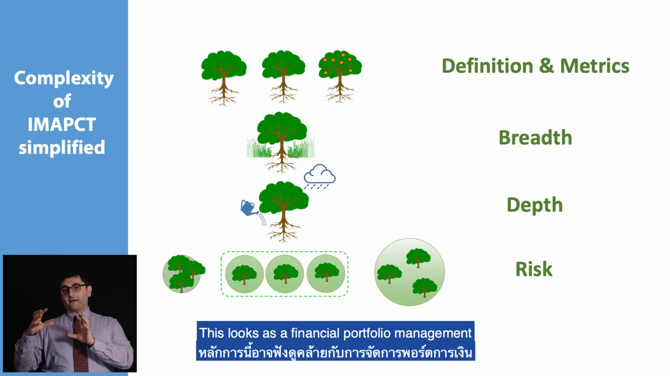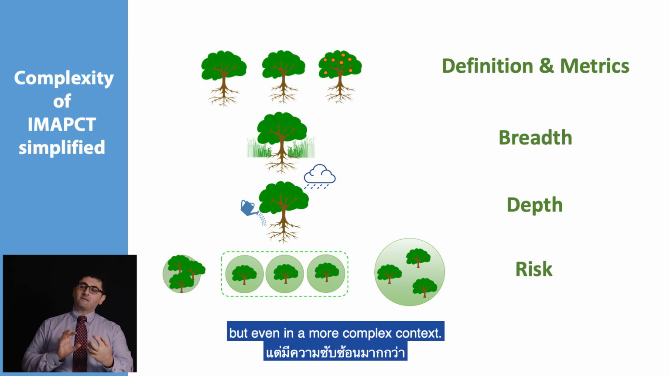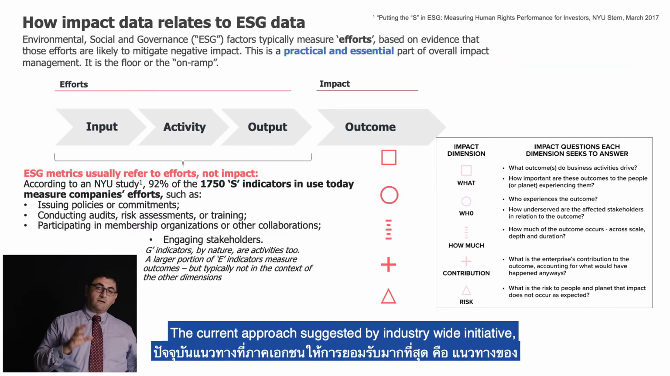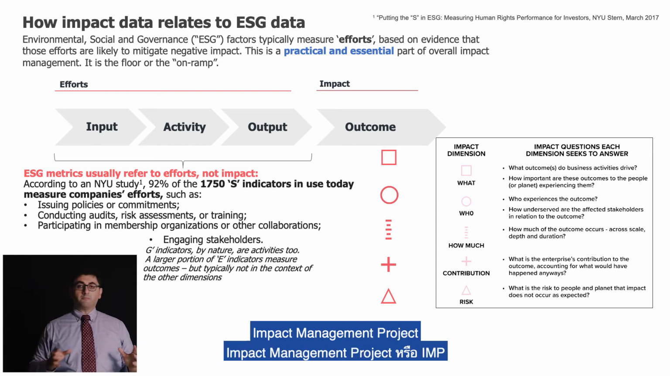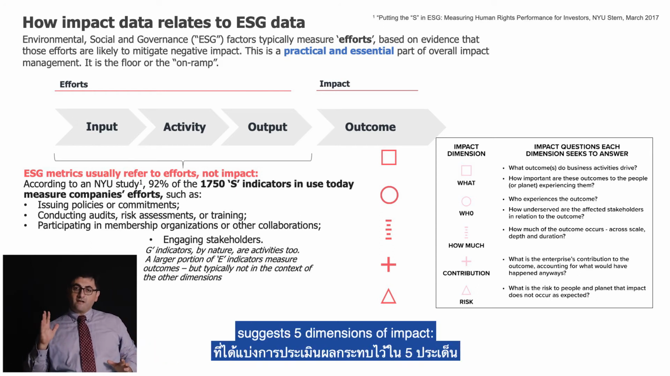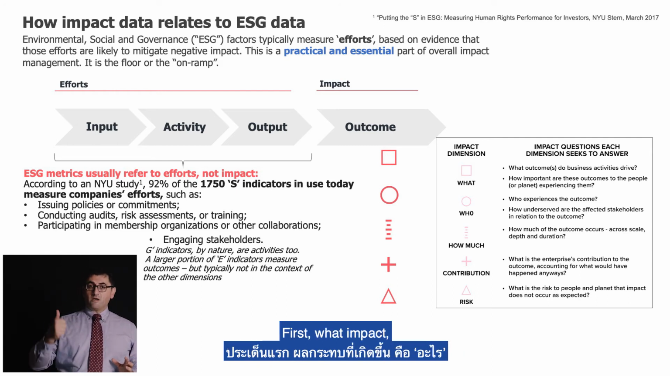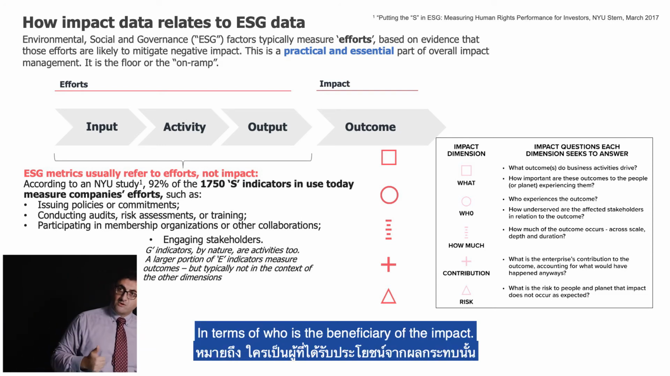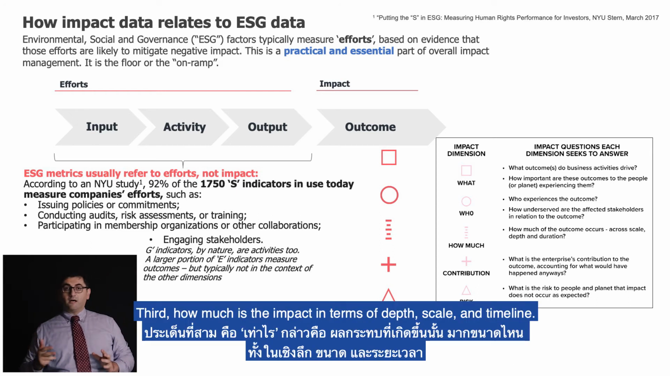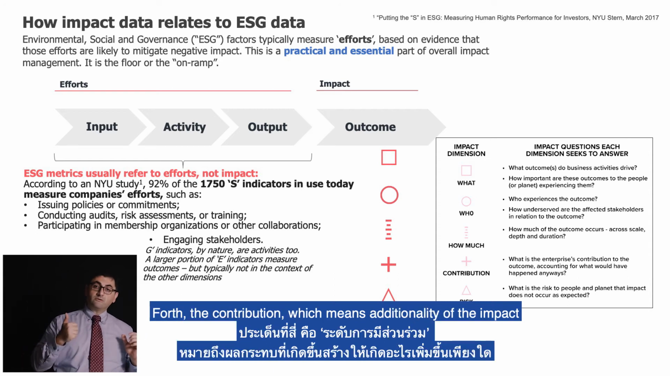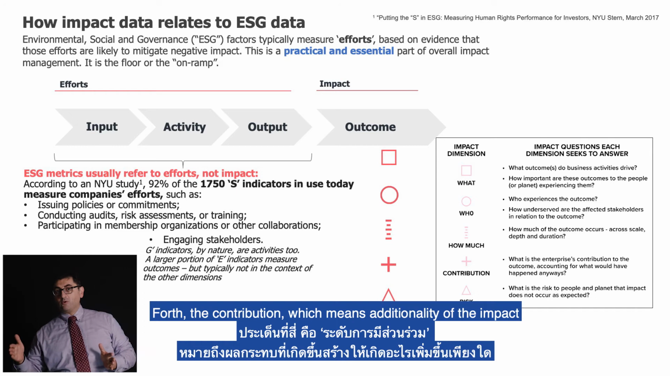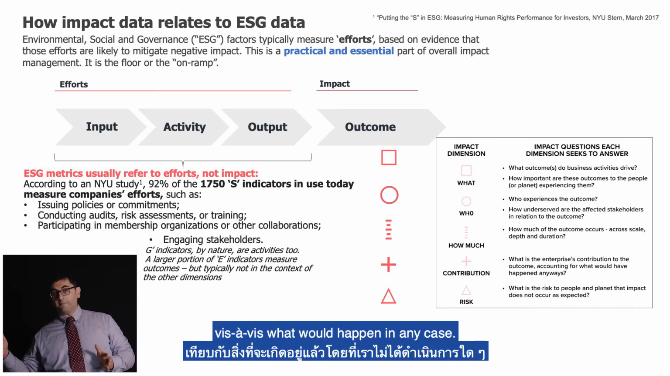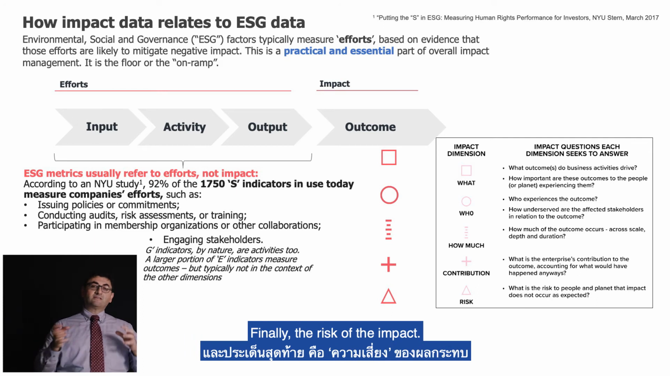This looks like financial portfolio management, but even in a more complex context. So the current approach suggested by the industry-wide initiative, Impact Management Project, suggests 5 dimensions of impact. First, what impact? Second, who is the beneficiary of the impact? Third, how much is the impact in terms of depth, scale, and timeline? Fourth, the contribution, which means additionality of the impact vis-a-vis what would happen in any case. And finally, the risks of the impact.